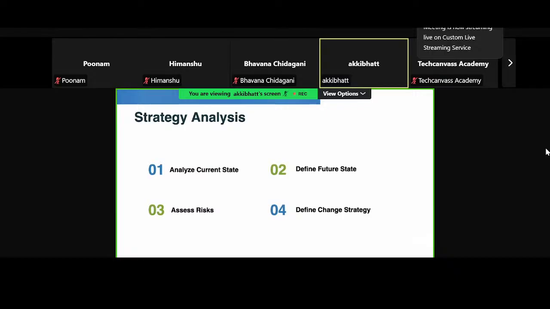is analyzing the current state. Now, for any initiative, any project, no matter how big or small, this is the first step that you always do. You want to analyze the current state. You want to find out where we are currently standing, where the process is currently standing, where the system is currently standing, how the operations are working right now. So you take a deep dive and gauge where the organization stands today.